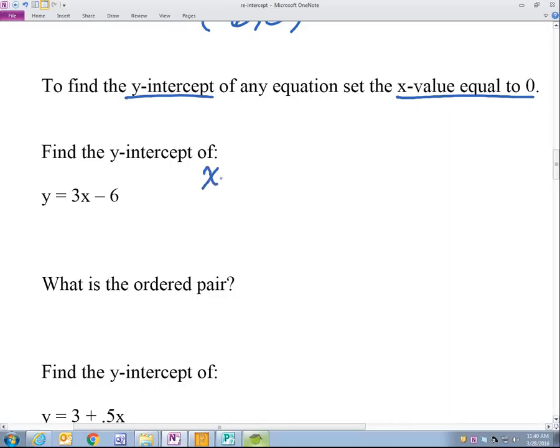So x equals 0. So I'm just going to substitute this here. Y equals 3 times 0 minus 6. And that comes out to be y equals negative 6 because multiplying by 0 is so hard.